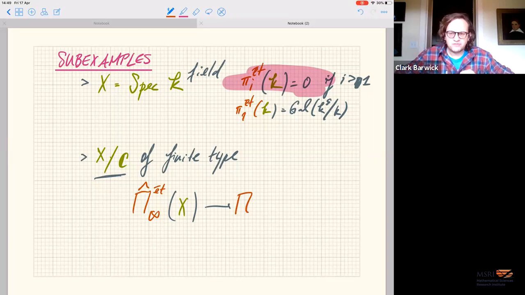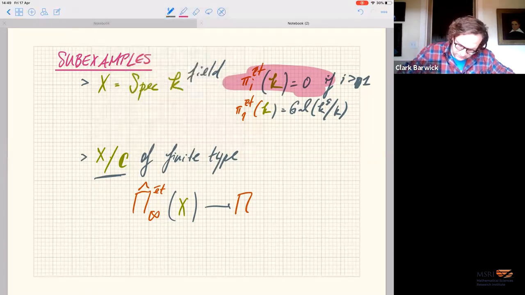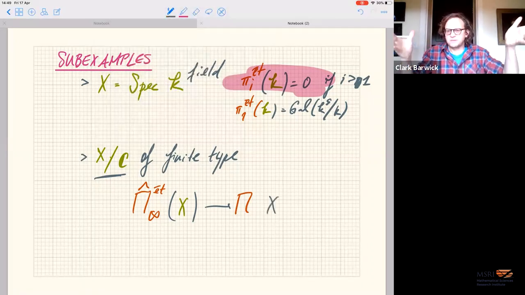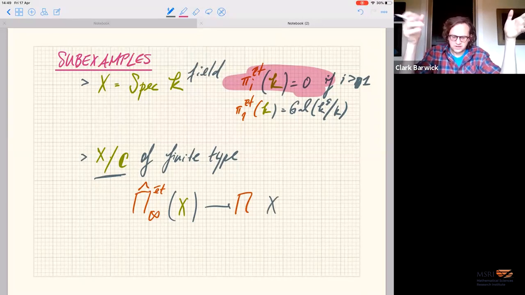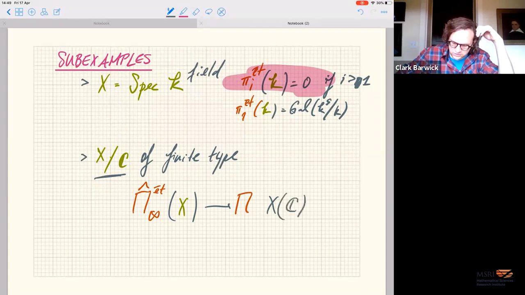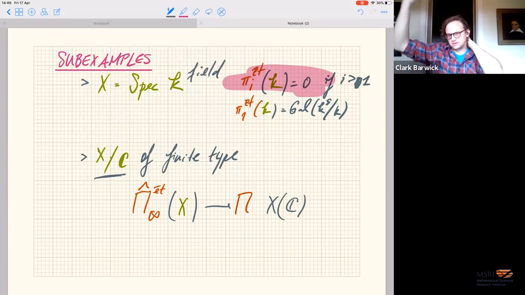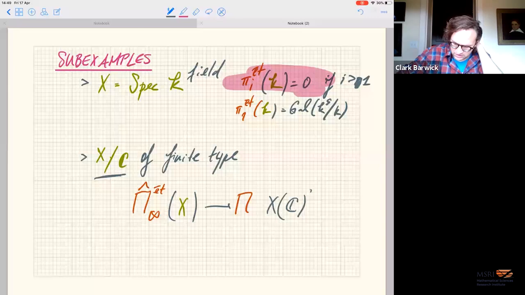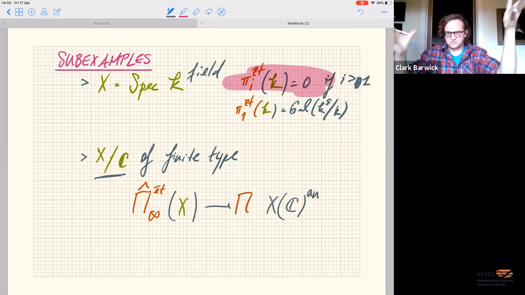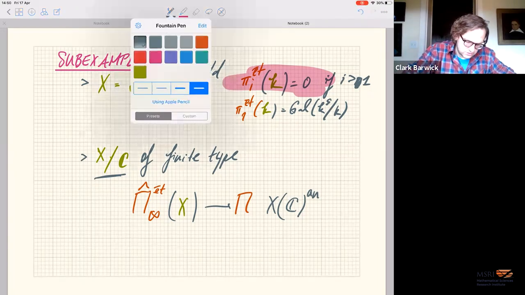In particular, if I've got X over C of finite type, then I'm entitled to think this is something that's defined by a bunch of equations, right? I've got a whole collection of equations over the complex numbers, and I can look at the solutions to those equations inside the complex numbers. And that has a natural topology that it will inherit from the ambient space. That's called the analytic topology. And so that's just a concrete topological space, and you can look at its associated homotopy type.